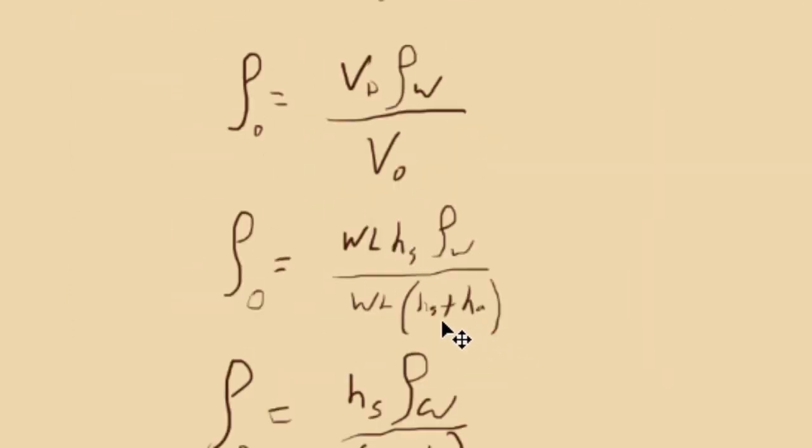So we could replace our volume displaced by the width of the box, the length of the box, multiplied by the height submerged. And then we're still multiplying by rho of the water. In the denominator here, we had the volume of the object, and that's the entire object. So we have the same width and length. We weren't given this, but as you can see, it's going to cancel here and here, so that's good. But then we have the height of the object, which is the height submerged plus the height above the water, where I put a subscript A for above.